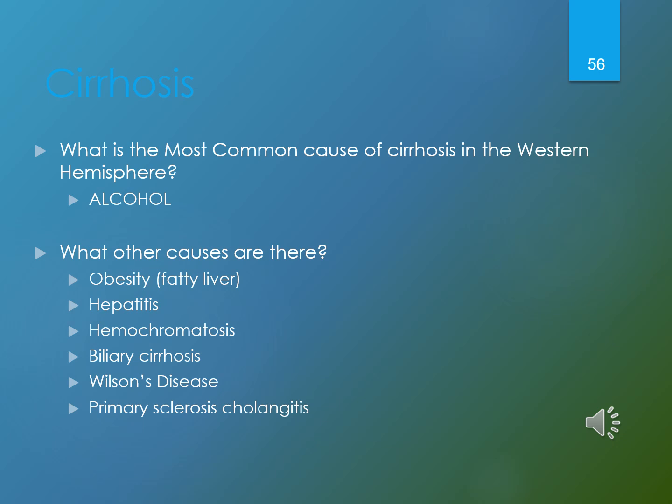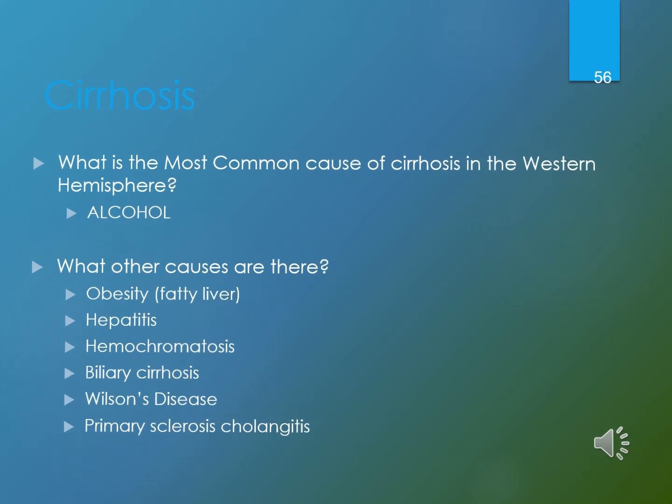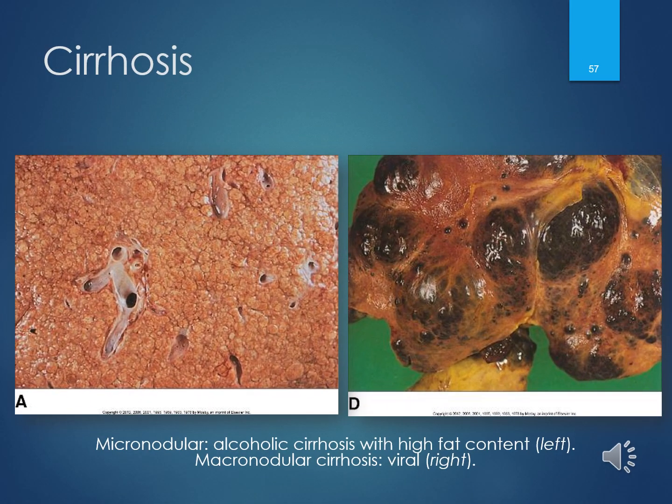What is the most common cause of cirrhosis in the Western Hemisphere? Alcohol. ETOH is in the notes, meaning alcohol, just to make sure that we're on the same page. What other causes are there? Well, I just talked about some at the end of the other page, but again: obesity, hepatitis, hemochromatosis, biliary cirrhosis, Wilson's disease, primary sclerosing cholangitis. On the left, we have alcoholic cirrhosis with high fat content, that micronodular, and on the right, we have macronodular cirrhosis, viral infection.